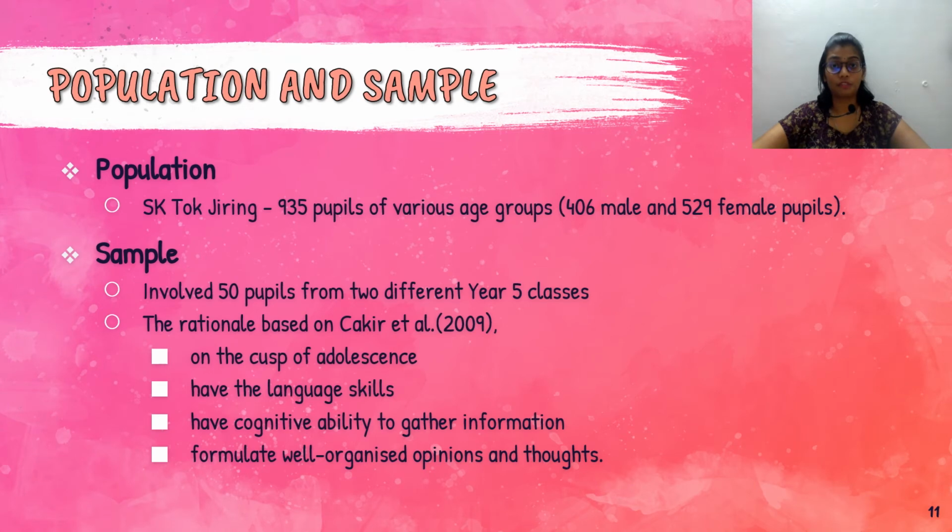The total population for this research was 935 pupils, which consisted of 406 males and 529 females. The targeted sample involved 50 pupils from two different classrooms from the total population of Year 5 pupils in SK Todjering. The rationale for choosing this sample, according to Chakir et al. in 2009, was because children at this age are on the cusp of adolescence and have the ability to grab language skills. They also have the cognitive ability to gather information as well as formulate well-organized opinions and thoughts. Therefore, this sample was considered to be appropriate to be used in this research.